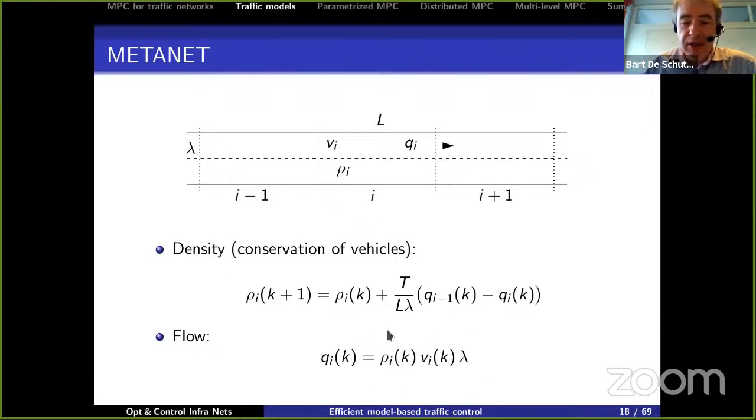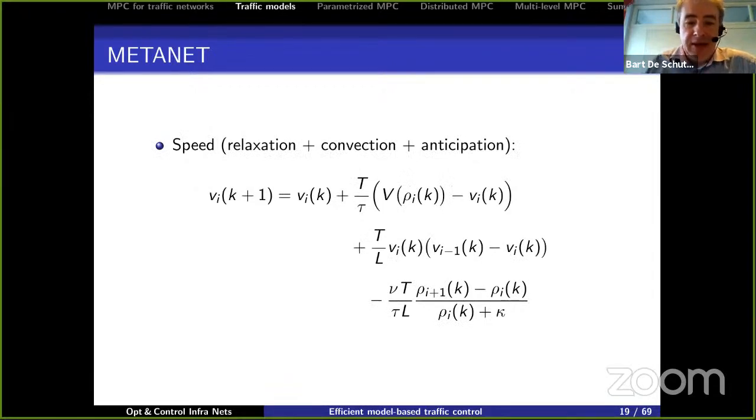The flow is actually not a real state variable, but it's related directly to the density and the speed and the number of lanes. So this is an algebraic relation. And finally, we also have an equation to update the speed, and that consists of the previous speed and 3 update terms. So let us discuss the updates.